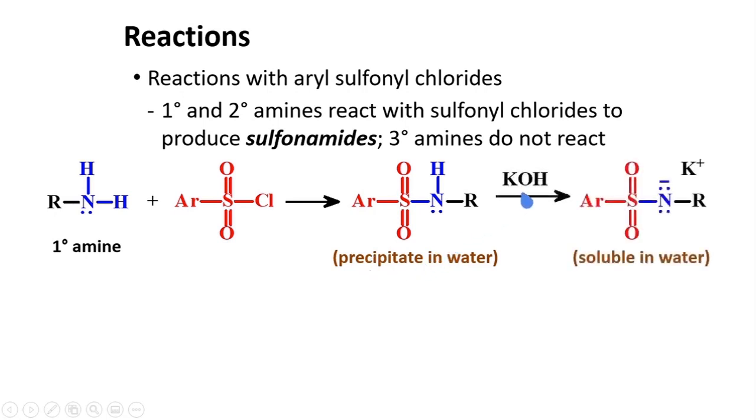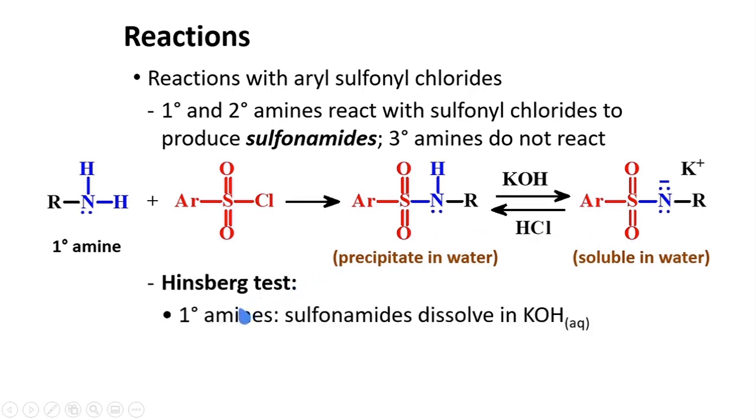If you add potassium hydroxide, the hydroxide group will take this proton and produce a salt. Now this salt is soluble in water. If you add HCl, the soluble compound will again precipitate in water. This series of reactions is the basis of the Hinsberg test. For primary amines, sulfonamides dissolve upon the addition of aqueous potassium hydroxide due to the formation of this salt.